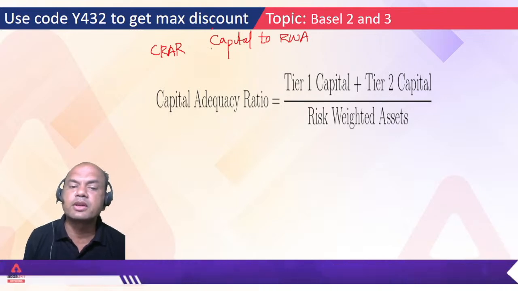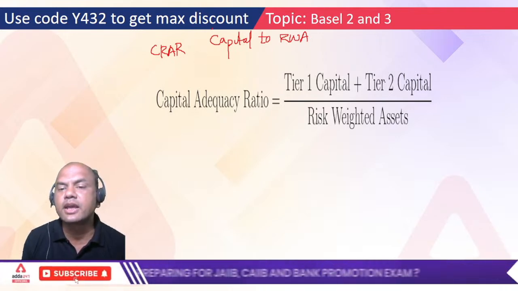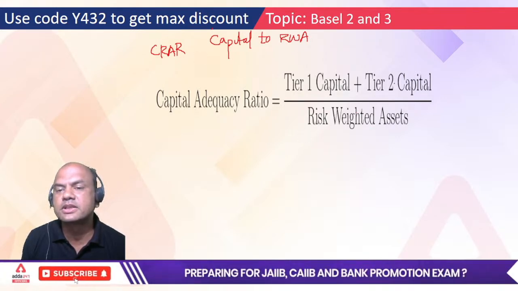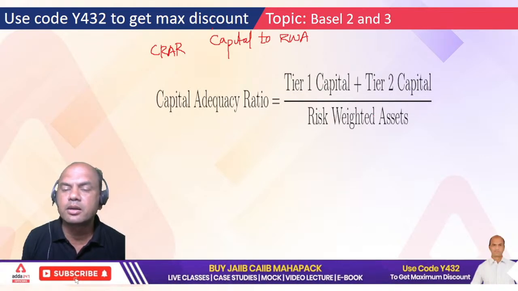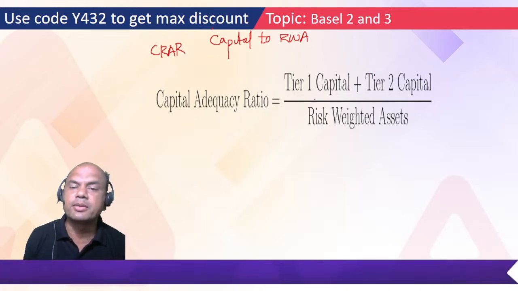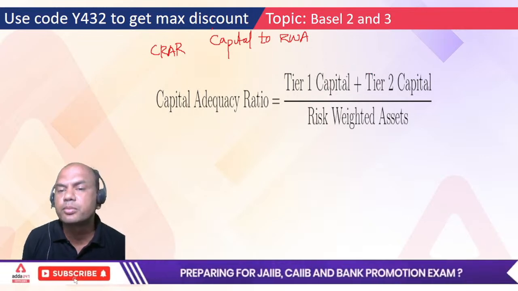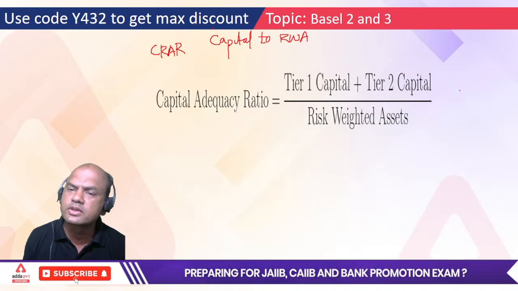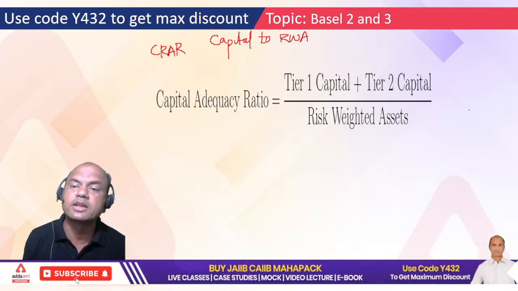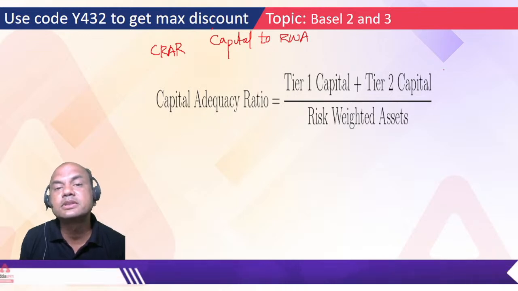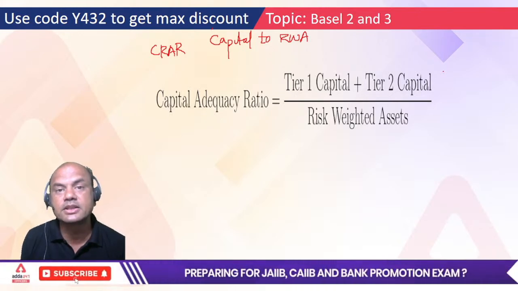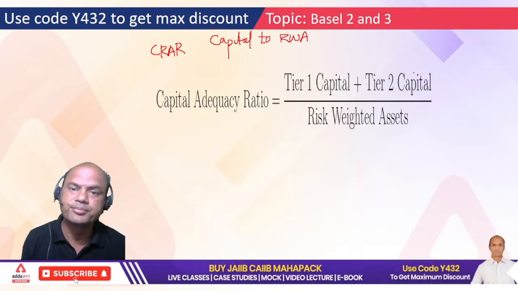So what is the formula for that? CRAR equals capital upon RWA. See this, tier 1 plus tier 2, both are capital only. So capital upon RWA. Now capital consists of two parts, tier 1 and tier 2. There is also a third part, tier 3, but that is not included in the calculations. Why? Because tier 3 is an emergency capital, only for emergencies, and that also due to market risk. That is not to be taken into calculations.